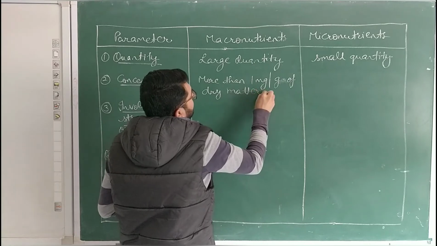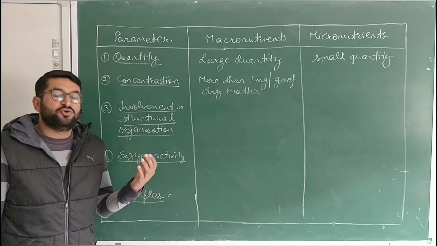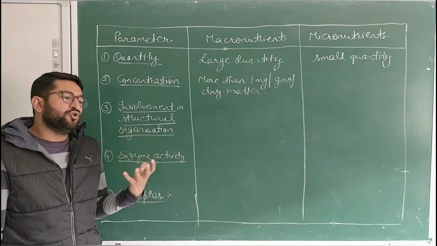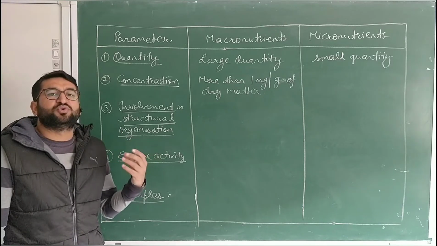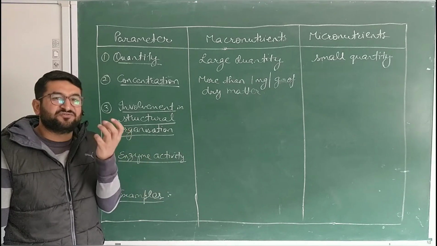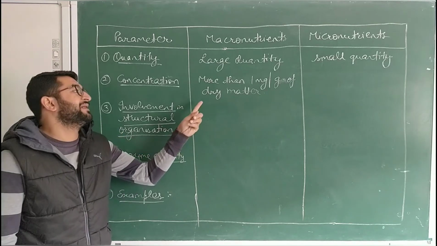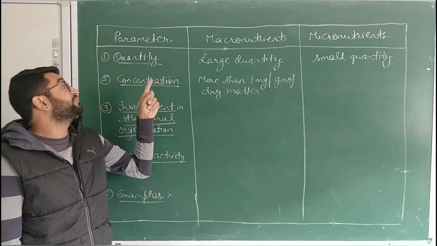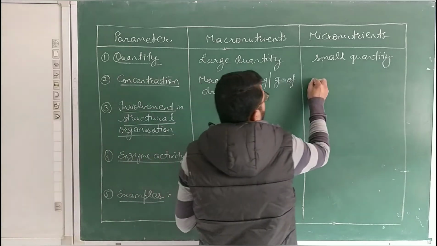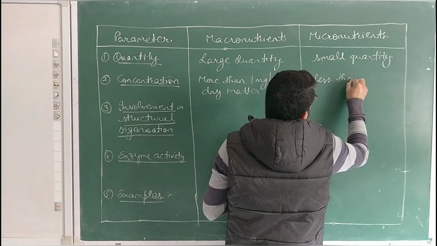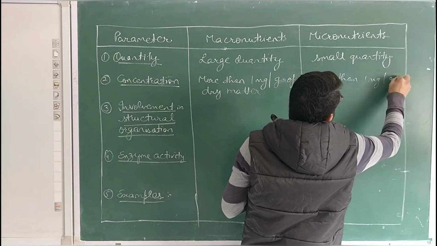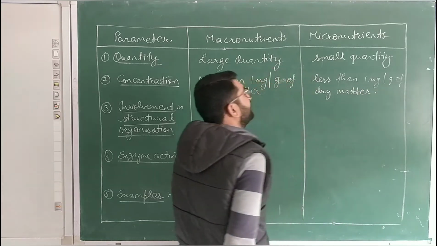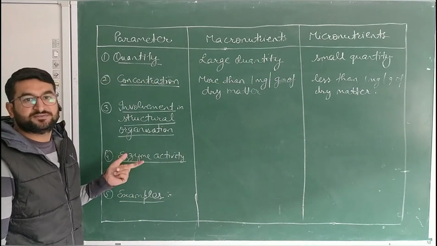What do you mean by dry matter? The matter which is left after the removal of water is known as total dry matter. It's a dry weight body. We all know that living organisms are mainly constituted of water. When we remove the water, the rest of the organic matter left is referred to as dry matter. So 1 gram of dry matter must require more than 1 milligram of these nutrients, and those requiring less than 1 milligram per gram of dry matter are referred to as micronutrients.